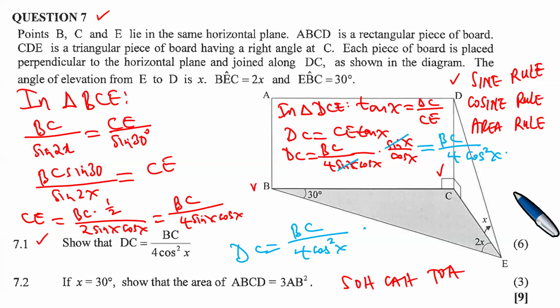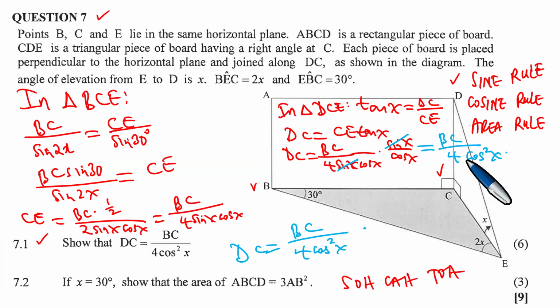Now, 7.2, show that the area of ABCD is 3AB squared. So the area of ABCD. What is ABCD? It's a rectangle. It's a rectangular piece of board. But you need to show that its area is 3AB squared.